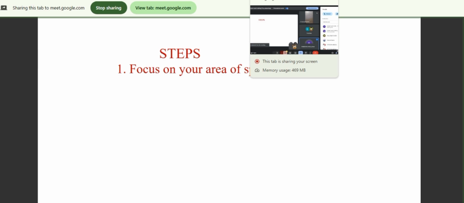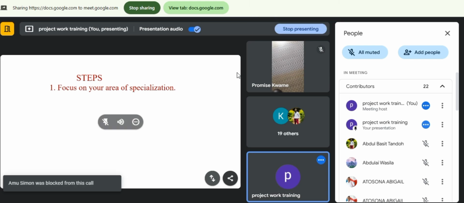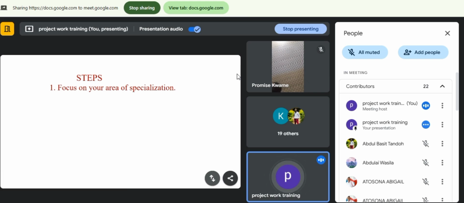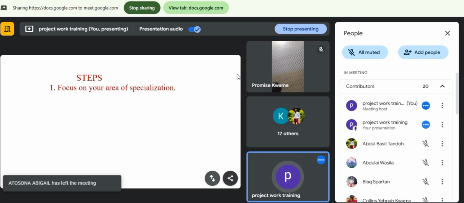So one, you have to focus on your area of specialization. With this one, you identify your subject area of discipline. So if you are in an early grade, you identify your subject area or discipline in the sense that you focus on your area of specialization. If you're a JHS student, maybe assuming you are a technical student, you focus only on technical to take your action research topic.